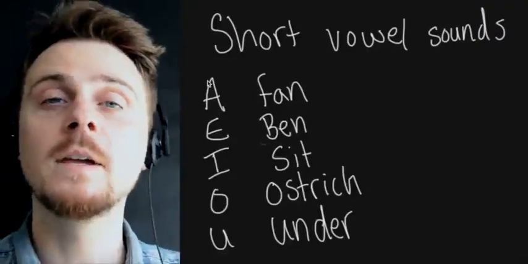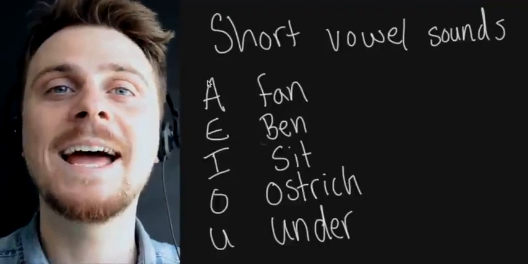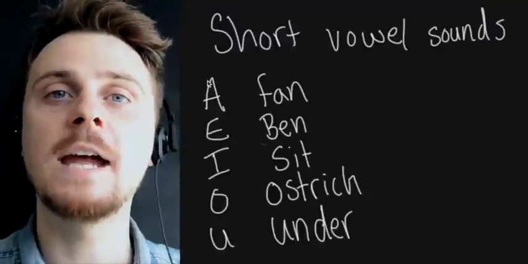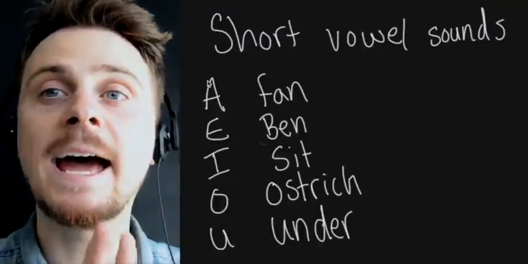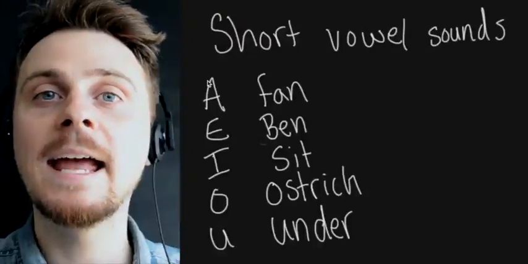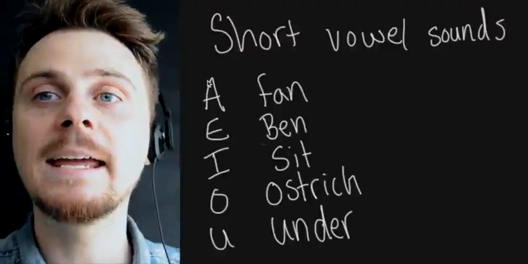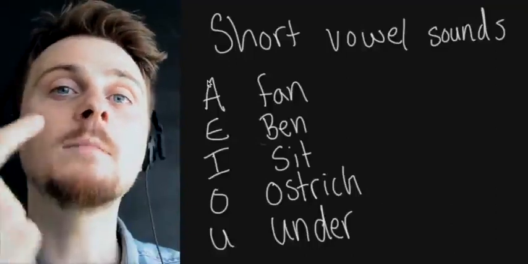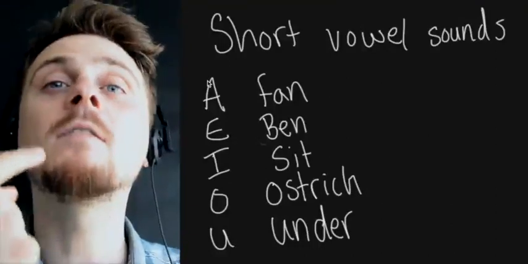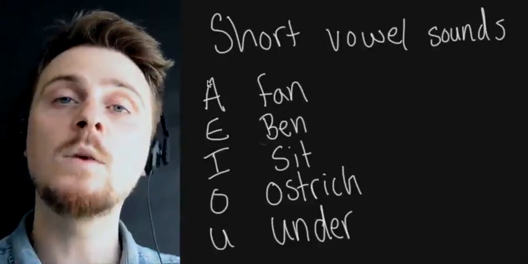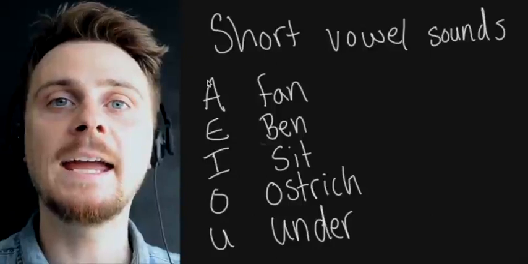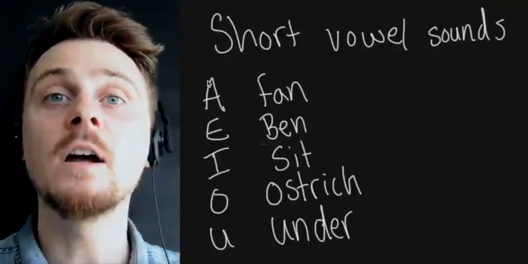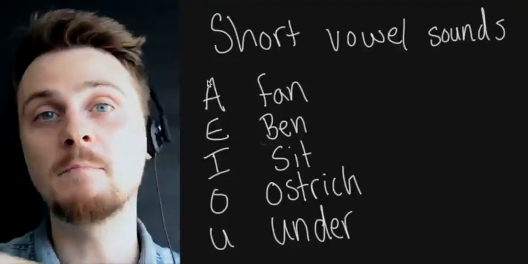The first one, A. The short vowel sound for A is "a." Now listen to the difference between the long A and the short A. The difference is not in the shape of the mouth, but comes in the back of the tongue, typically. When we make the long A sound, we have the tongue a little bit forward, and when we have the short A sound, the tongue is even more relaxed in the back of the mouth.